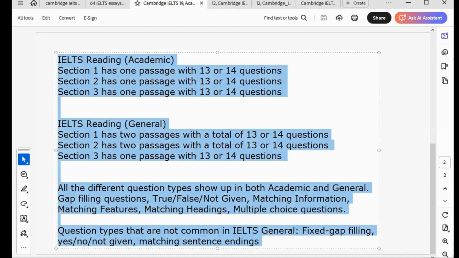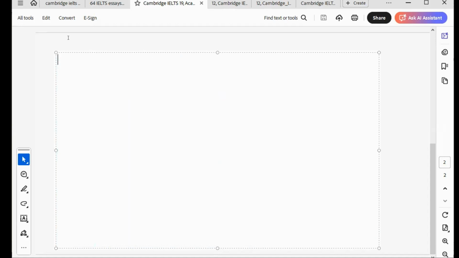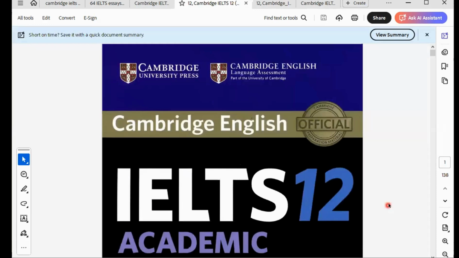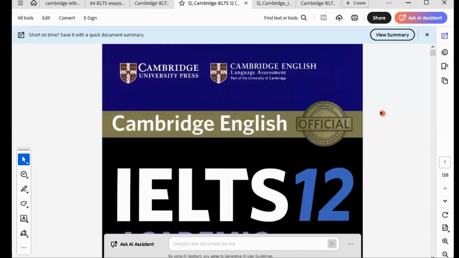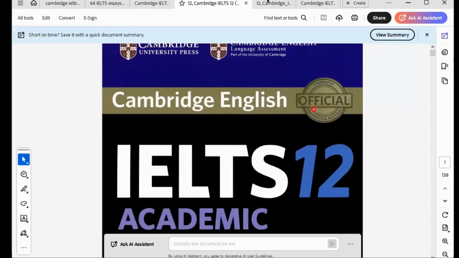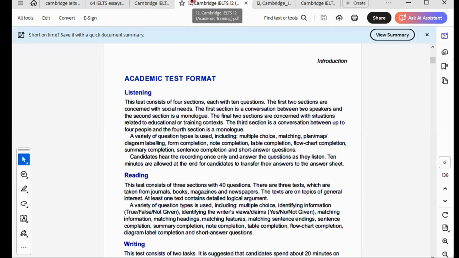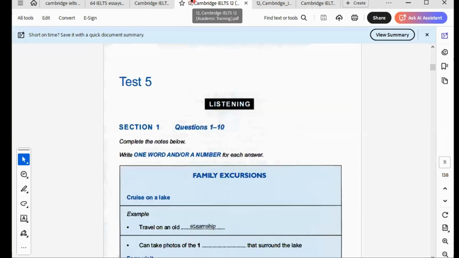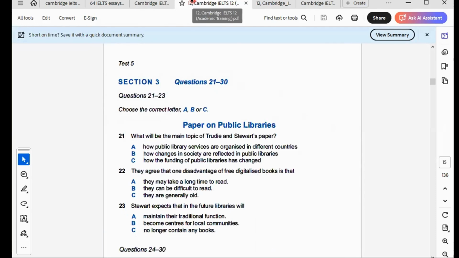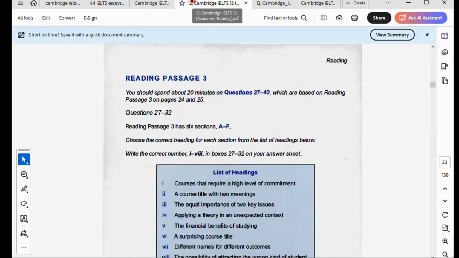Okay, now let me show you some examples. Look at this Cambridge here. So this is Cambridge IELTS 12. You can see it's academic. And then I have general here also. Cambridge IELTS 12 general. Okay, let me show you what I mean. Let me go to the reading. Look at the reading here.